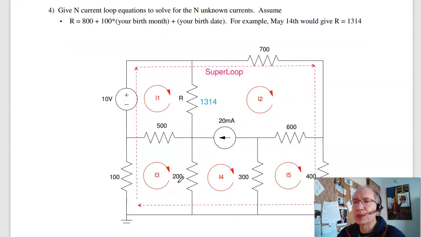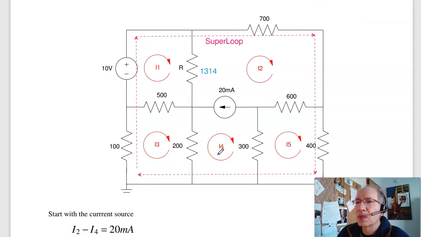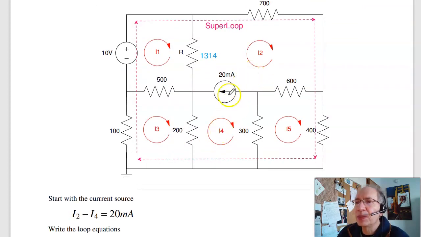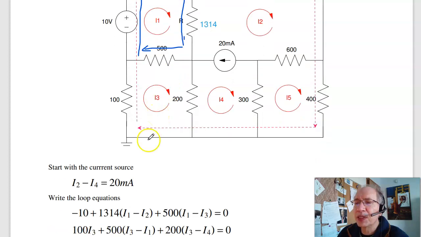Current loops. With current loops, the voltage drop around any closed path has to be 0. Start with the easy equations. I know right away that I2 minus I4 is 20 milliamps. That's my current source. I can go around loop I1. If I start right here, I get minus 10 plus R times I1 minus I2 plus 500 times the current left. 500 times I1 minus I3 equals 0.